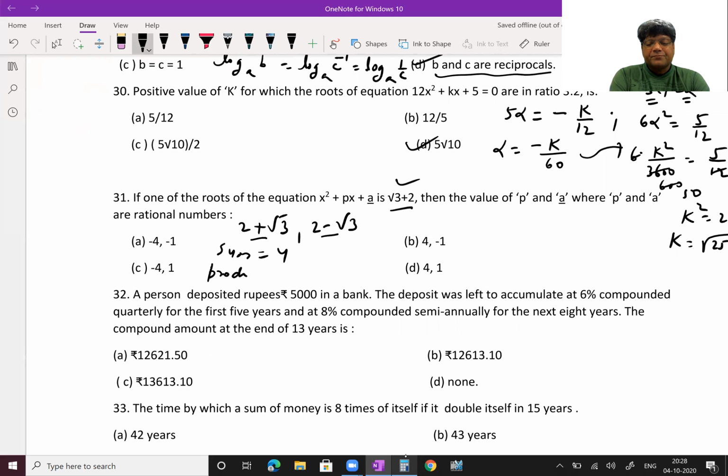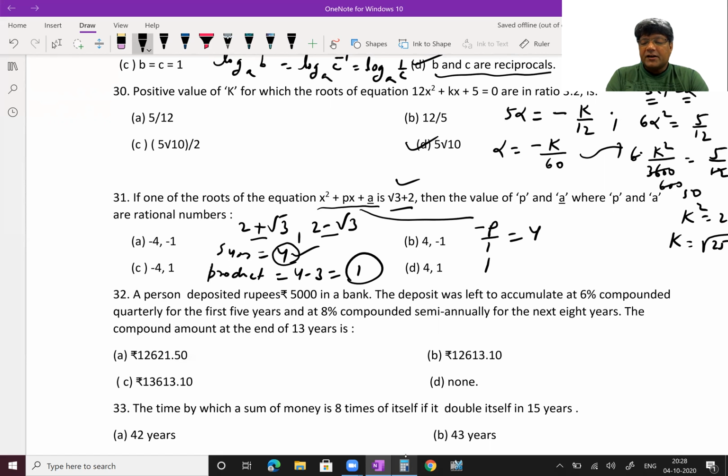Product of the roots will be what? 2 plus root 3 into 2 minus root 3. That is 2 square minus root 3 square. So 4 minus 3 is equal to 1. Product is 1 and the sum is 4. So what is the formula of the sum of the roots? Minus b by a. So according to this question, minus b by a, and the sum of the roots is how much? 4. We are getting p is equal to minus 4. Now the product of the roots is what? c by a, that is a. Here the product of the roots is 1. So your a value is 1, p value is minus 4. Which option? Here, p and a.